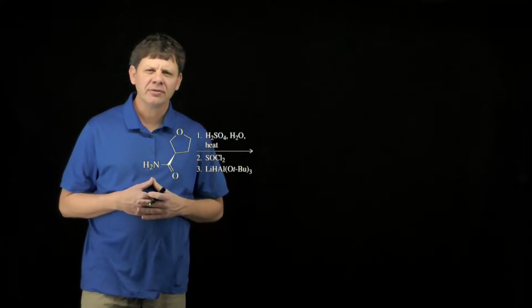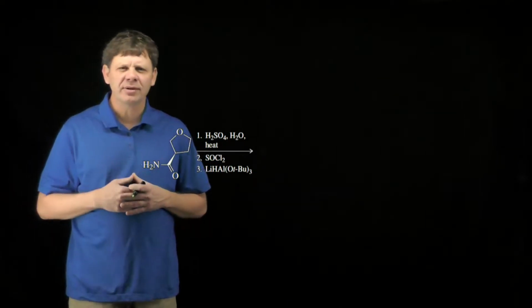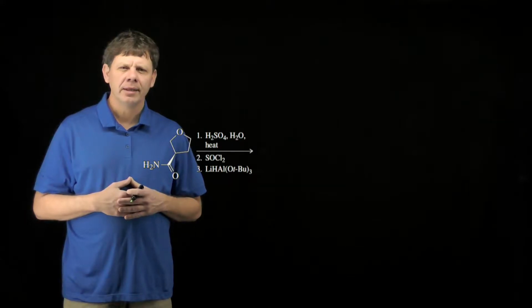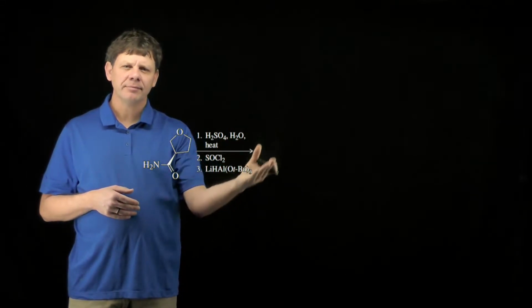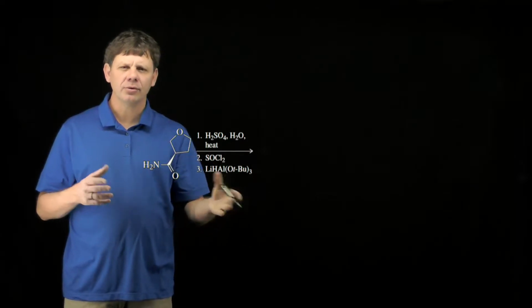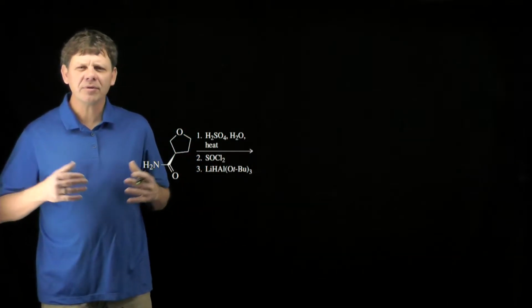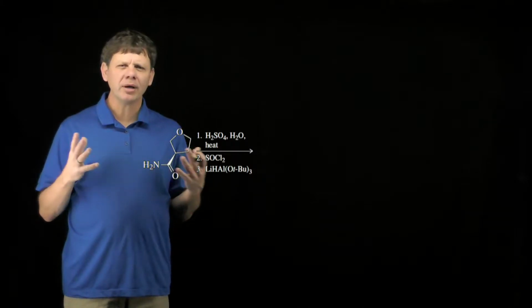This assessment asks us to predict the product of the reaction sequence shown on screen. And so we're going to start with this amide, react it with sulfuric acid, then thionyl chloride, and then do a reduction. Now, in terms of strategy for problems like this, I want to think for a second.